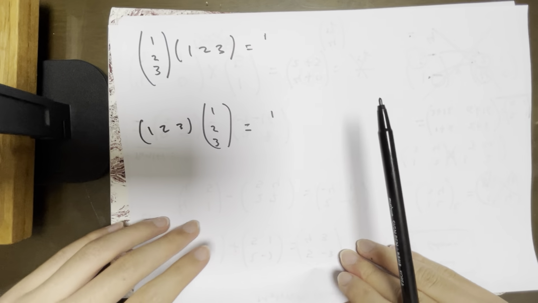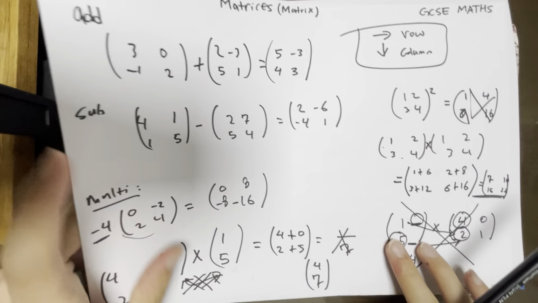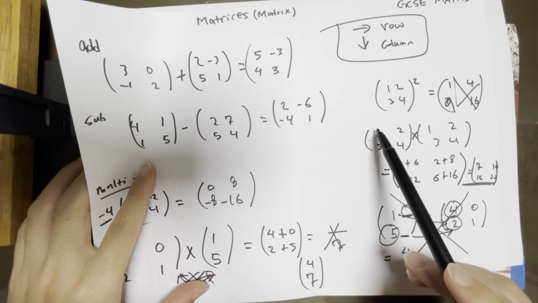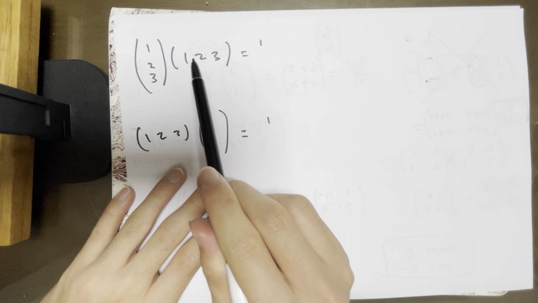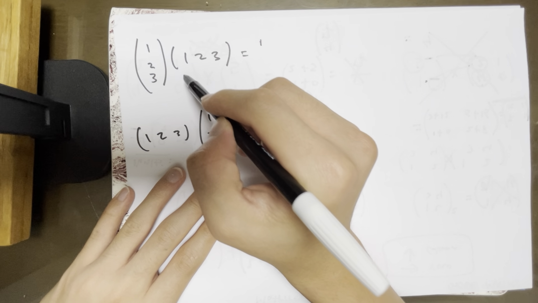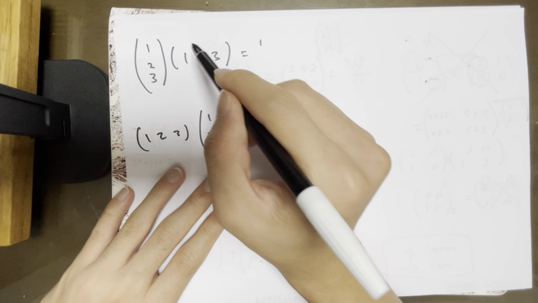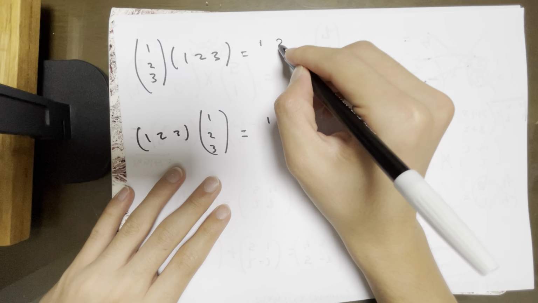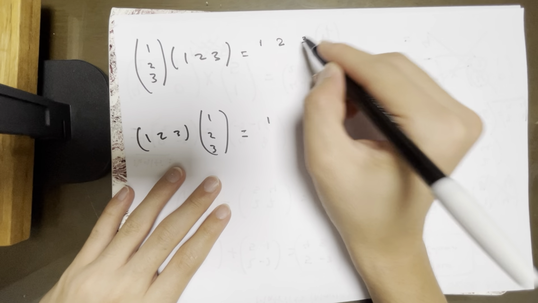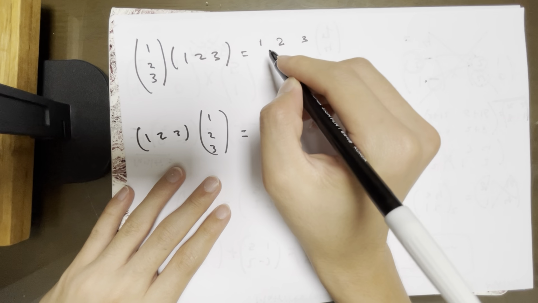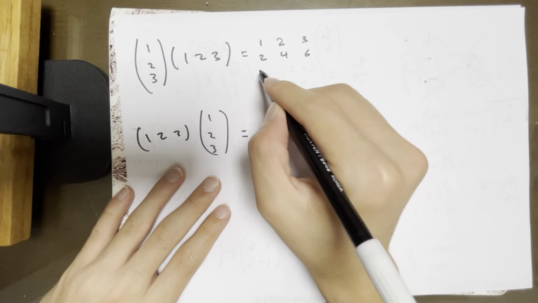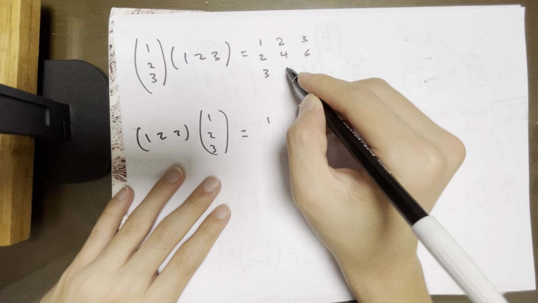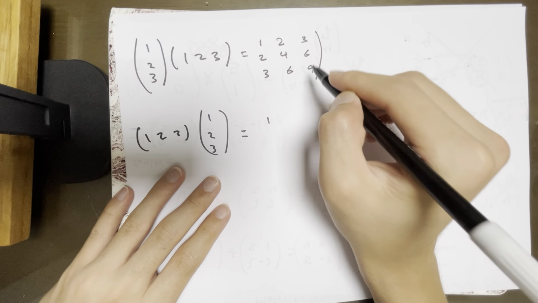Well, if we look back at what we did previously, this 1 gets multiplied and then it moves down to the second one. But we don't have a second one. We don't have a second number here. So we can just continue. 2 by 1 gives us 2. 3 by 1 gives us 3. And then we do the same one. 2 by 1 gives us 2. 2 by 2 gives us 4. 3 by 2 gives us 6. 3 by 1 gives us 3. 3 by 2 gives us 6. 3 by 3 gives us 9.